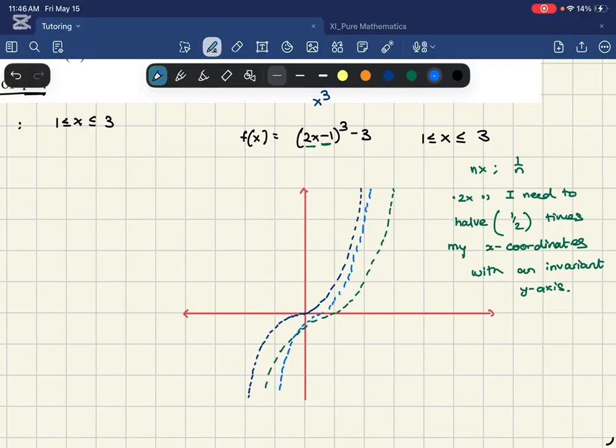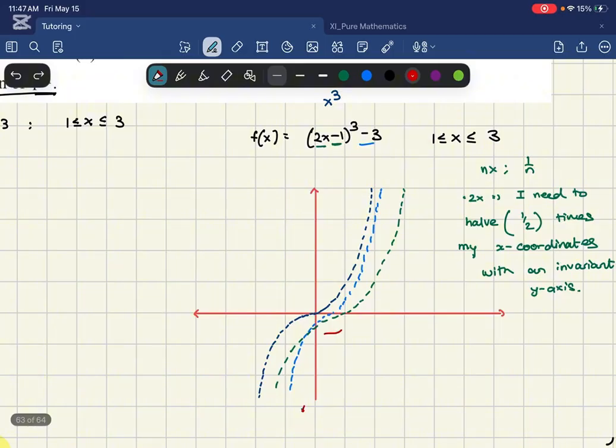And then I need to translate it 3 units down. All right, so then finally I get my graph, something like the red line. So my graph is going to look like the red line, something like maybe like this. This is very poorly illustrated, I know, because the shape should be something like this. All right, so let's just say something like this. I'm very bad at drawing this.